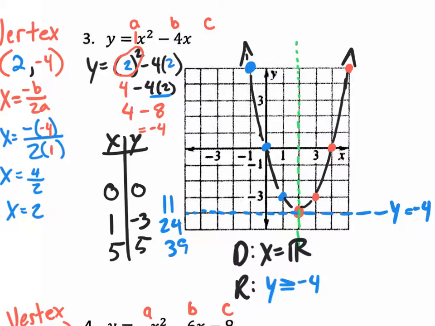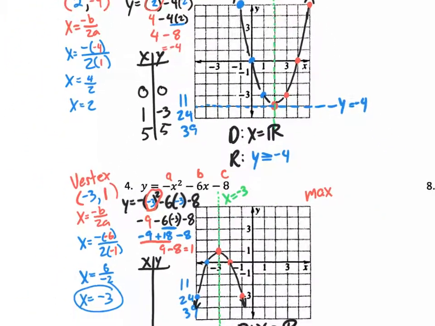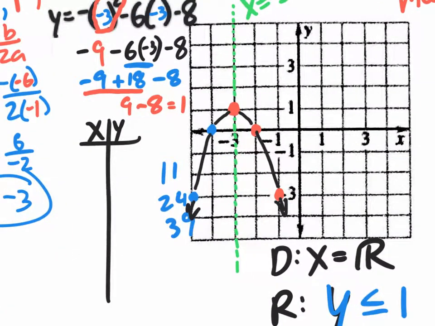The range, that's where you determine, oh, it's all above the y value of -4, so y is greater than or equal to. Why is it or equal to? Because it actually touches the y value of -4. The minimum value is right there. So the range is just, where's your parabola at? Right here, the whole parabola is below, at or below the y value of 1. So the range is y is less than or equal to 1.